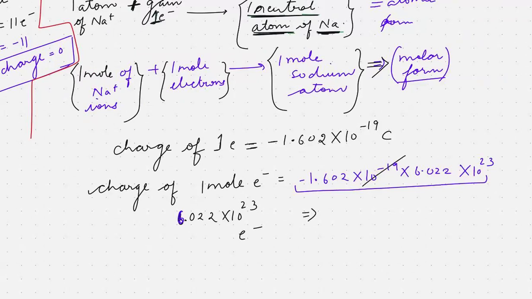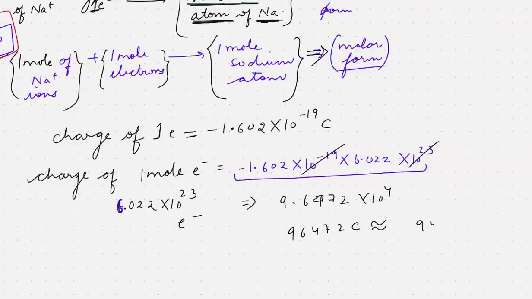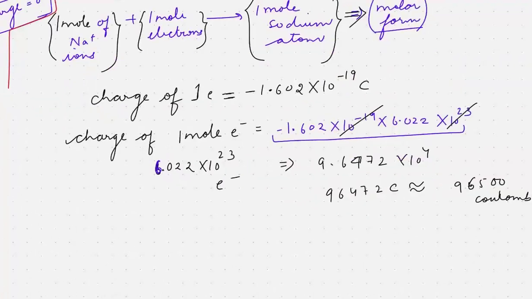So this cancels out. How much value do we get when we multiply this specific number? This is going to be 1.602 into 6.022, which is 9.6472 into 10 raised to the power 4. So if you bring it forward, it becomes 96472 coulomb, which can be rounded off to the nearest thousand as 96500 coulomb. Do you understand? So what is 96500 coulomb? This is the charge of one mole of electrons.